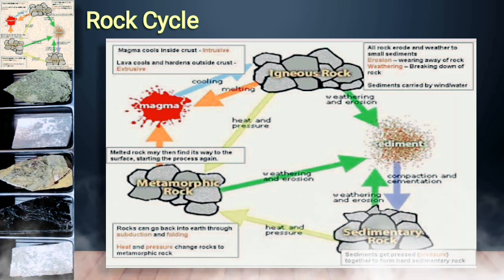And then sediments get pressed together to form hard sedimentary rocks, and the rocks can go back into the earth through subduction and folding, and heat and pressure change rocks to metamorphic rock. And then melted rock may find its way to the surface, starting the process all over again. So, based on this diagram or illustration, there are different arrows indicating how it can be transformed from one type of rock to another.